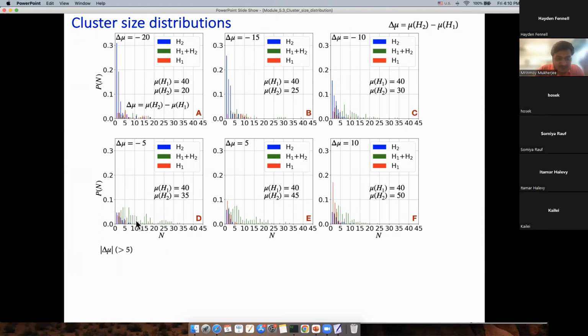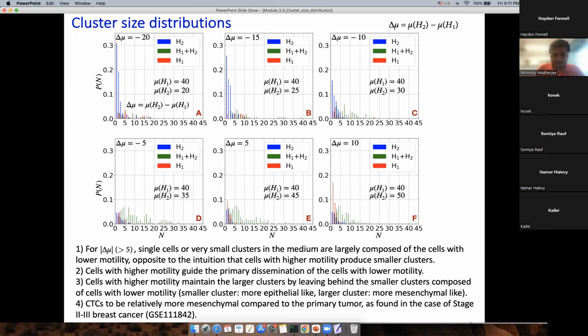So you will see many green lines, right? That represents the possibility of getting hybrid clusters. But as you increase this delta mu, if you see only the red and blue cells, that means a homogeneous kind of cluster. So from this, we can conclude that the CTC, the clusters which are released, are heterogeneous clusters, the smaller clusters.